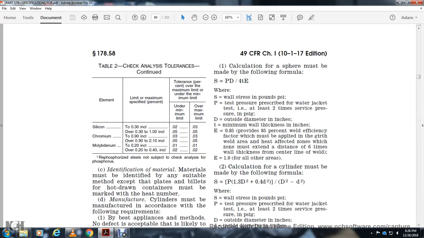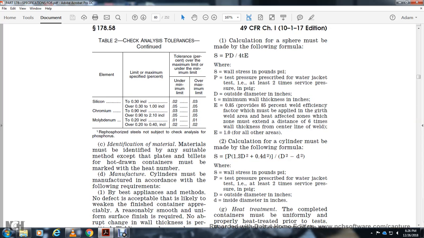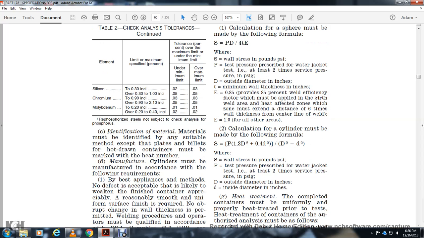Identification of material. Materials must be identified by any suitable method, except for the plate for the billet of the hot drawn containers, which must be marked with a heat number of the manufacturer. Cylinders must be manufactured in accordance with the following requirements. Defects that are accessible and likely to weaken the finished container are not permitted. The weld finish must be reasonably smooth; a uniform surface finish is not required, with no abrupt change in weld thickness permitted.